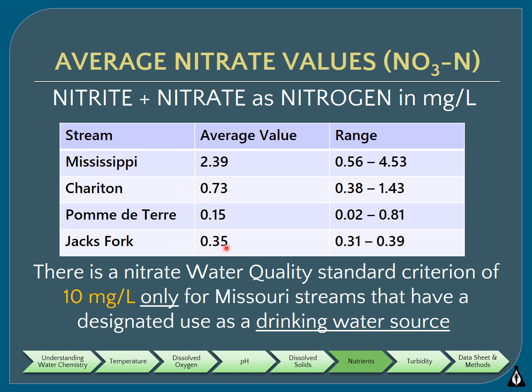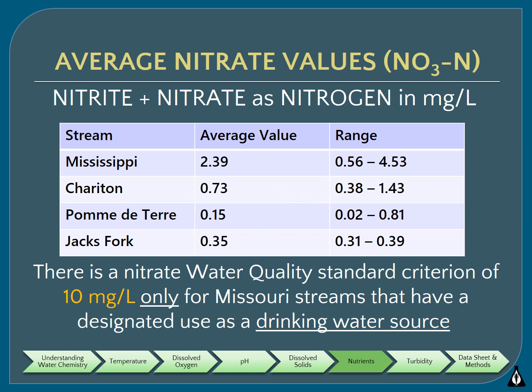And the Jack's Fork has relatively small impacts from point sources in the watershed, and it has excellent vegetative cover and riparian zone. Because it has a really good riparian zone, this range is almost next to nothing. So it's stopping a lot of the nutrients that could potentially be coming in, even though the average value is higher than the Pomme de Terre. So that's just a good summary and understanding of nitrate in different streams in Missouri.